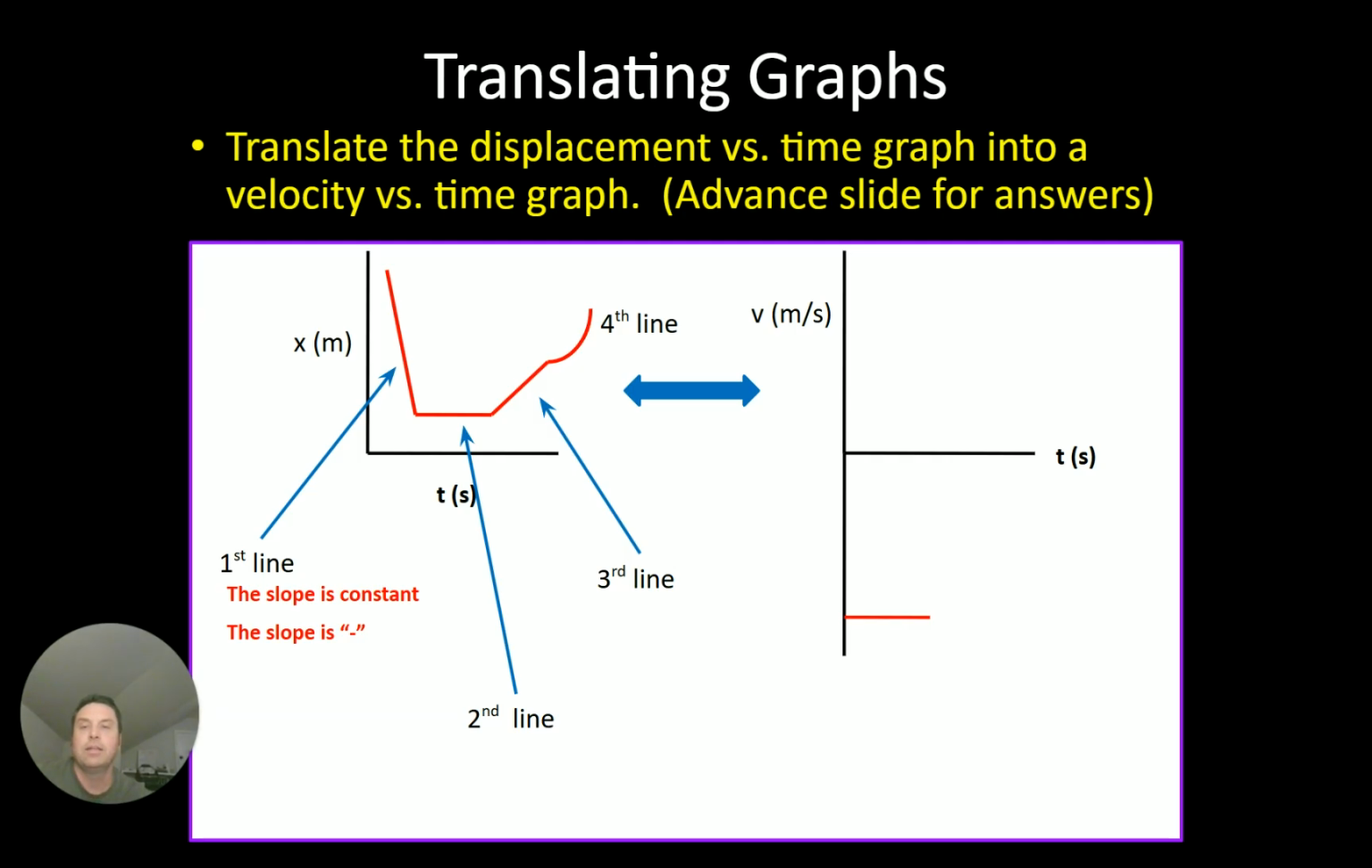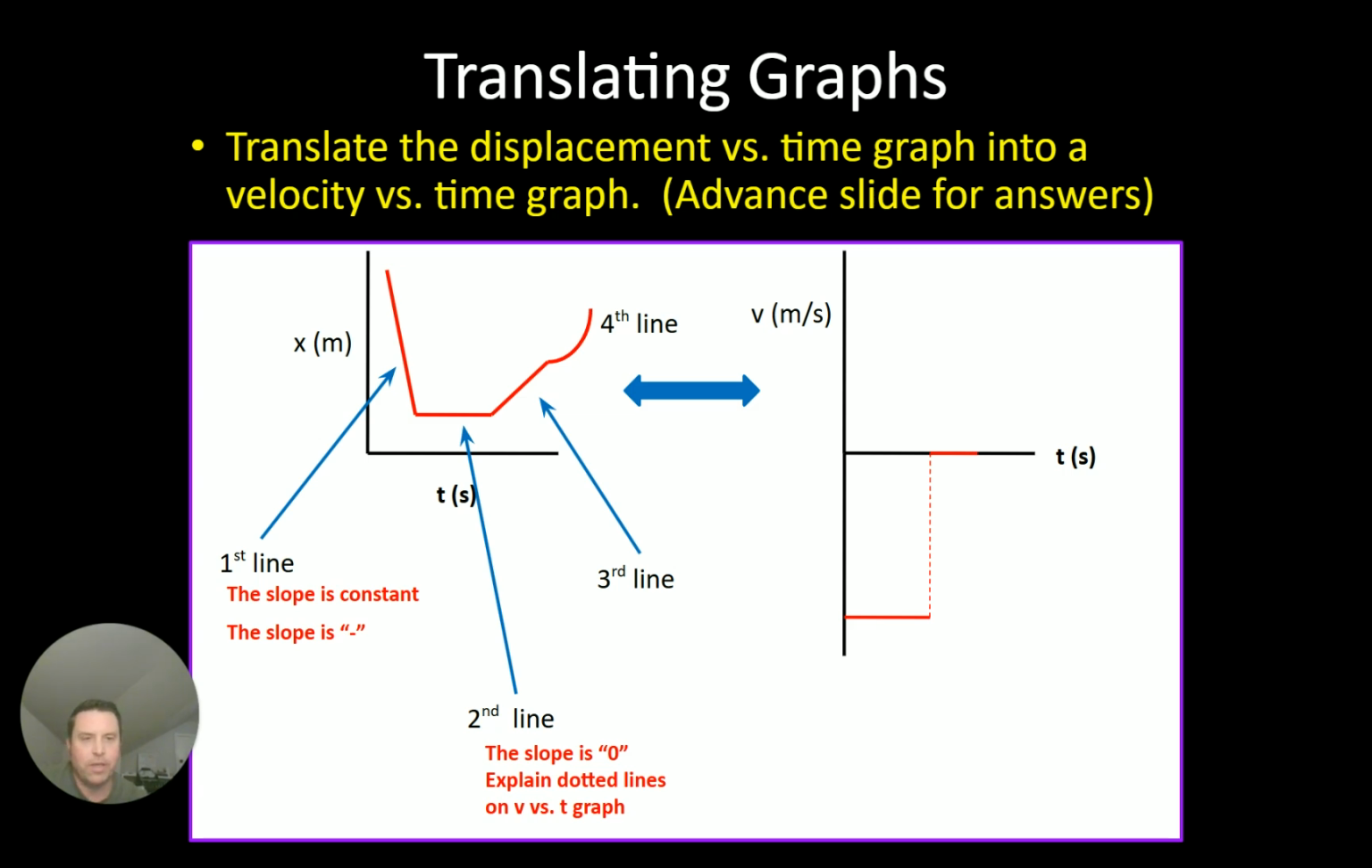The second line is also constant, but it's not increasing, it's not decreasing. So the slope is zero. It doesn't have a slope. And then how we draw that, which means you're not moving, right? You're not speeding at all. So there you have zero speed. You don't have any speed.